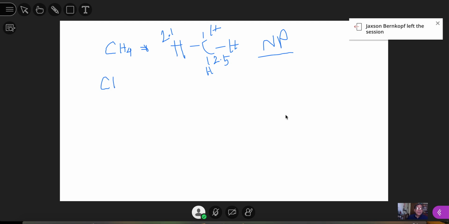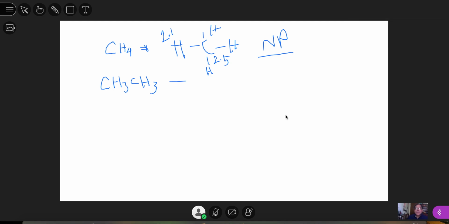How about this one? Who can tell me quickly? CH3-CH3, that's ethane. The first one is methane. Ethane, is it non-polar or polar? Non-polar. And why is that? Because you have to draw the Lewis dot structure first. That's basically our criteria. Once you draw it, you already know hydrogen is 2.1, carbon is 2.5, all bonds are non-polar. Therefore, the whole molecule is non-polar. Is it okay? Following, right?